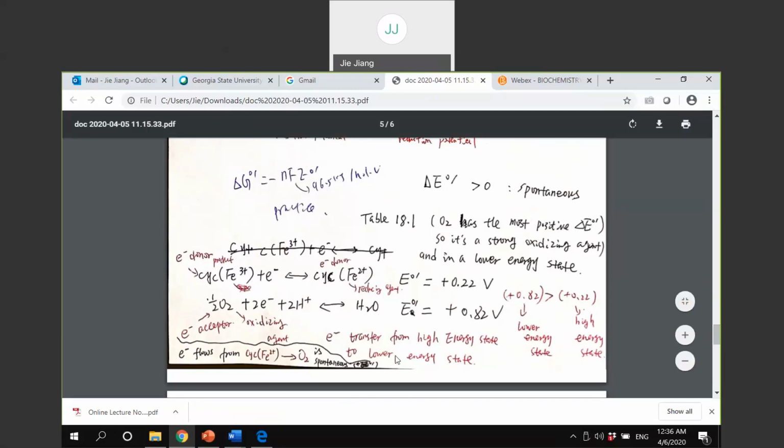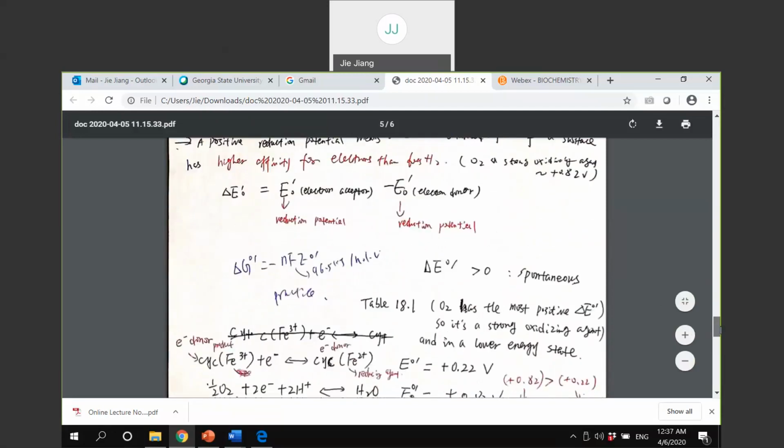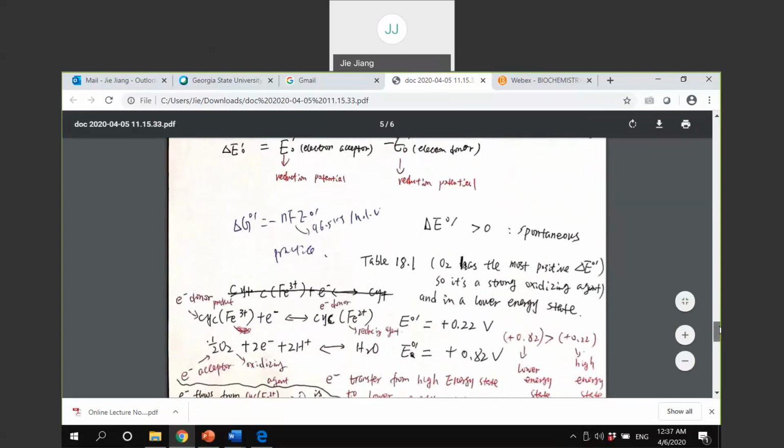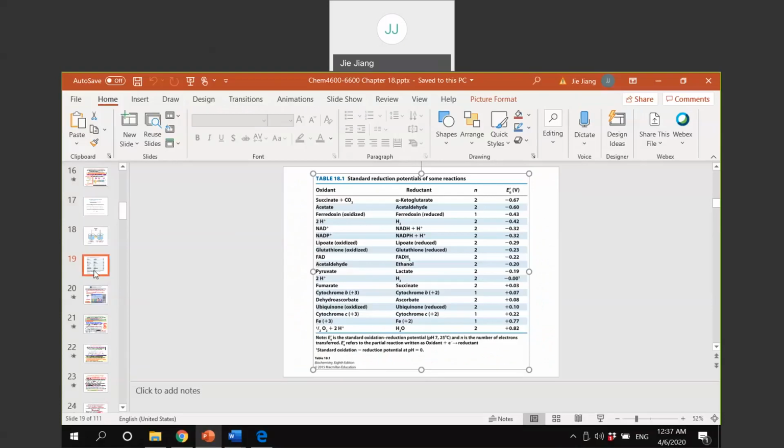That means you should use 0.82 minus 0.22, right? So if one is positive and one is negative, apparently the positive one will be your electron acceptor. The negative one will be the electron donor, okay? So that is how to calculate the cell potential.